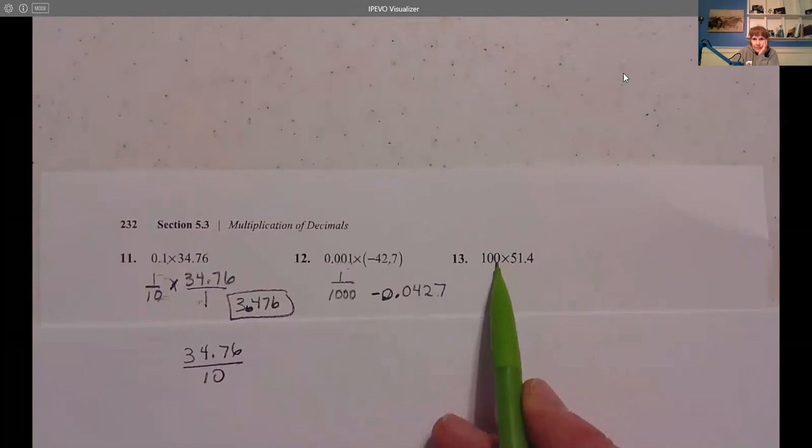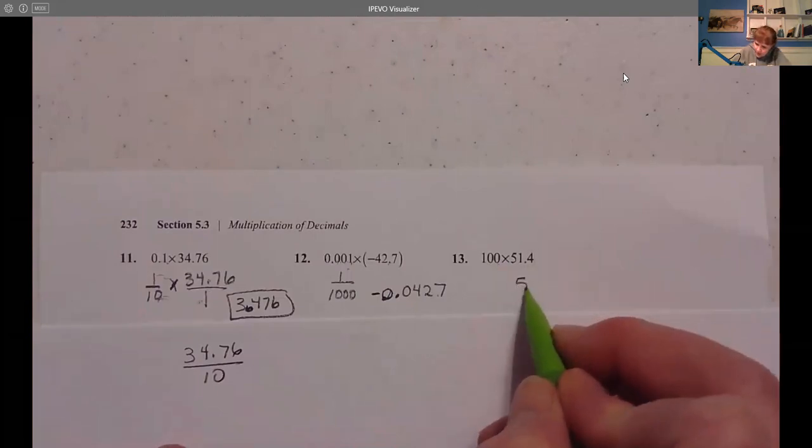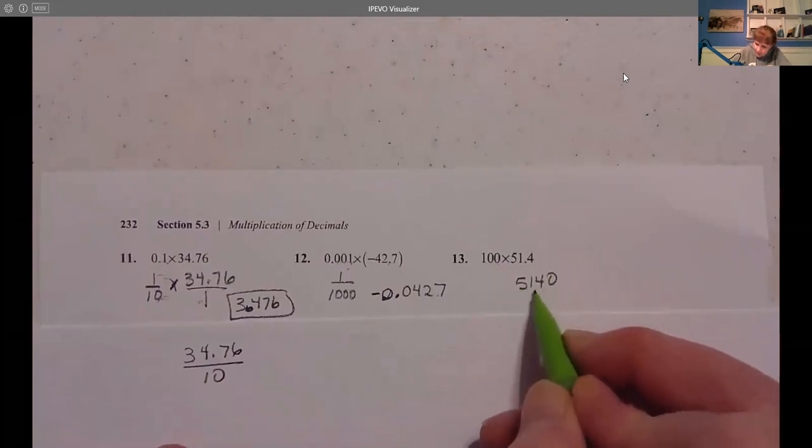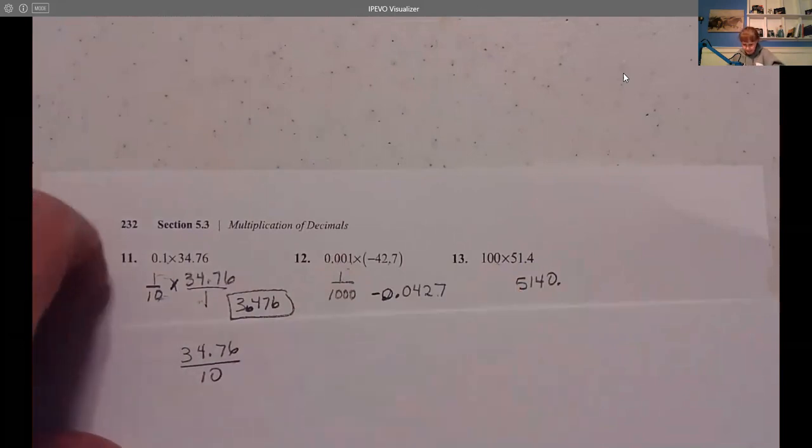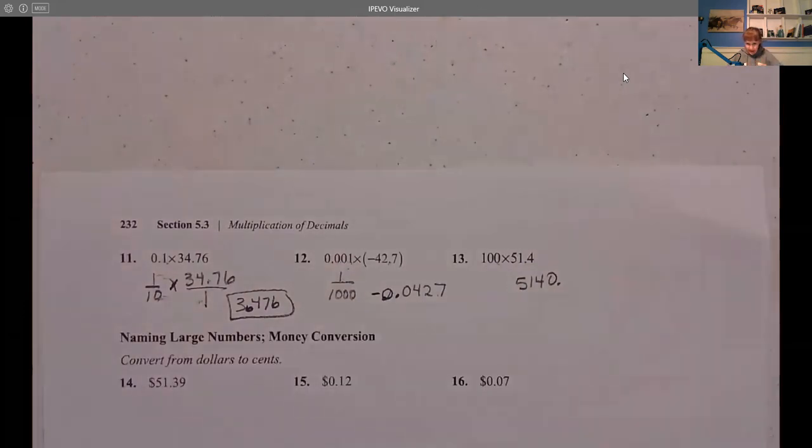This one, though, you'll just move it to the right twice. So 5, 1, 4, 0, 1, 2, okay? Because it's just 100. So again, you can convert these, which means it's a division, so you're moving your decimal to the left. Here, you're moving your decimal to the right, the number of zeros you've got. All right, good. Hopefully you've got that.